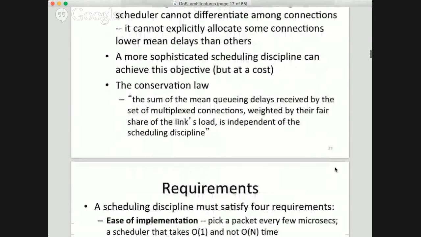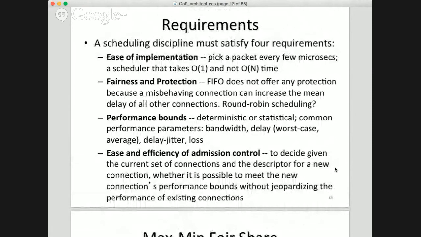So what are the requirements for a good scheduling discipline? There are 4 key requirements. First, ease of implementation. Routers work at extremely high rate, which is basically the rate at which packets are sent out on the link. So if I have, let's say, a 100 gigabit per second outgoing link, you can imagine the rate at which I need to pick packets. I basically need to do it every few microseconds. So I need a scheduler that is very fast in taking decisions, but whose computational complexity doesn't depend on the buffer size or on the amount of packets in the buffer, but is actually a constant.